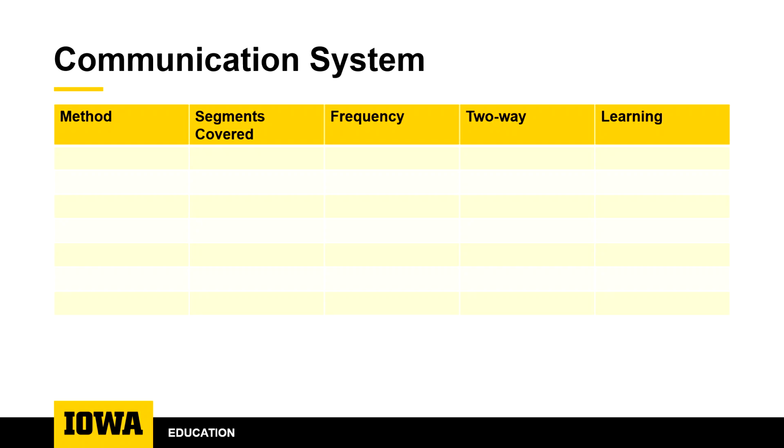The third column is for the frequency of the communication, like maybe monthly for a newsletter. The fourth column should be used to indicate if the communication is two-way. That is to say, if those who receive the communication also have a chance to respond and provide feedback on that message. And then the last column is our good friend learning again, where you can describe how the communication method has been modified to better meet the needs of those segments.